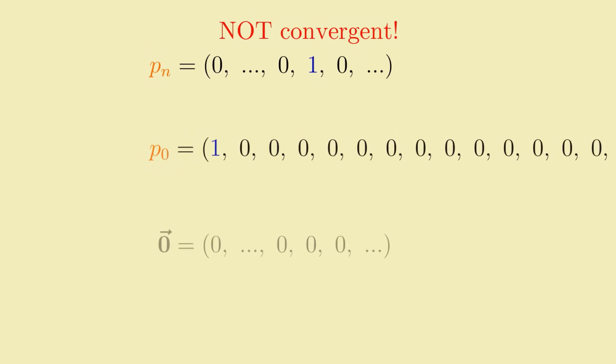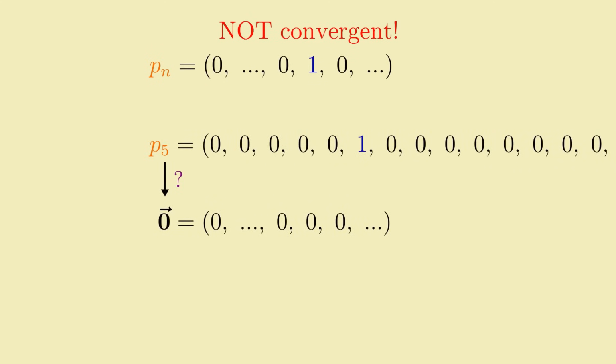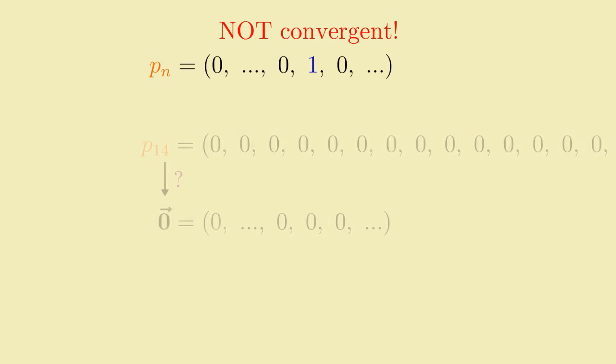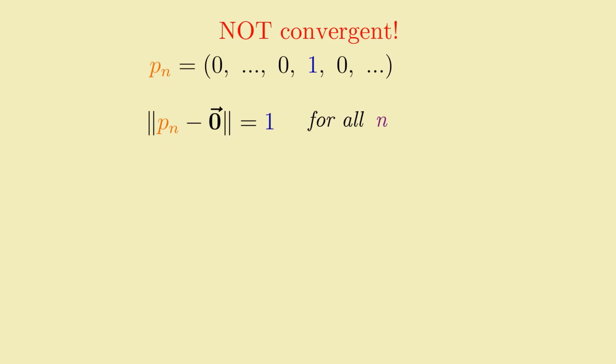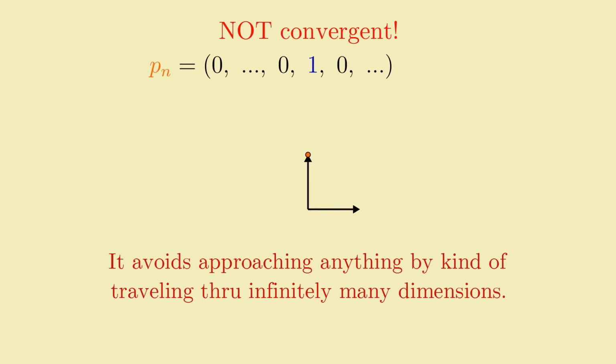You might think it converges to the zero list, since any particular slot in the lists eventually becomes a zero. But from a strictly topological point of view, it doesn't approach the zero list, since any list in our sequence stays a distance of 1 away from the zero list. And naturally, any subsequence will suffer the same fate. In effect, we have a sequence of points that endlessly explores all the infinitely many coordinate axes of the infinite dimensional space, while always staying a fixed distance away from the origin. So it avoids approaching anything by kind of traveling through infinitely many dimensions. Sounds like bad science fiction, but it's true mathematics.